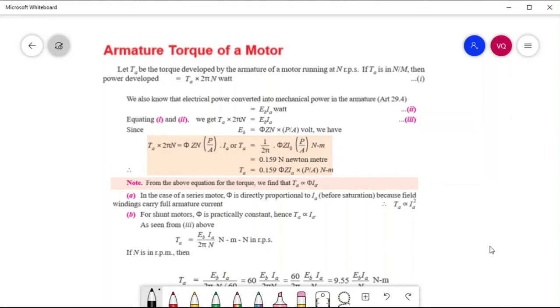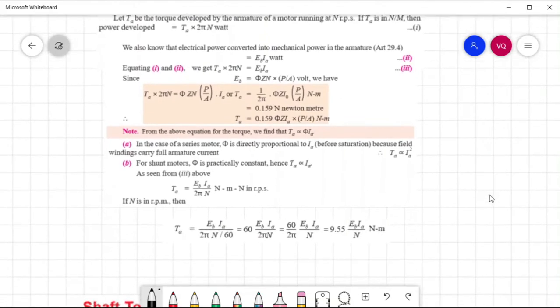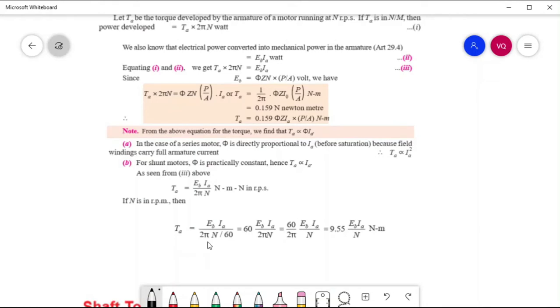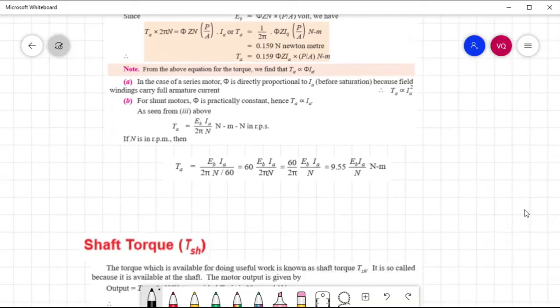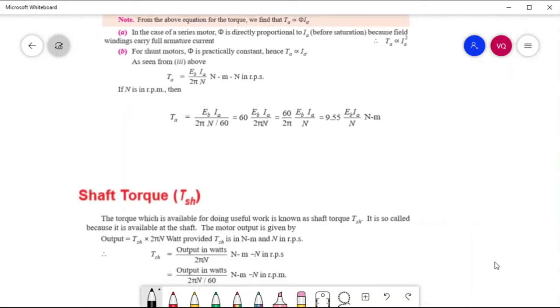If N is in RPM, then armature torque is equal to 9.55 EBIA all over the speed in Newton meter. So, the speed here now is in terms of revolutions per minute. Okay? So, next one is the shaft torque.